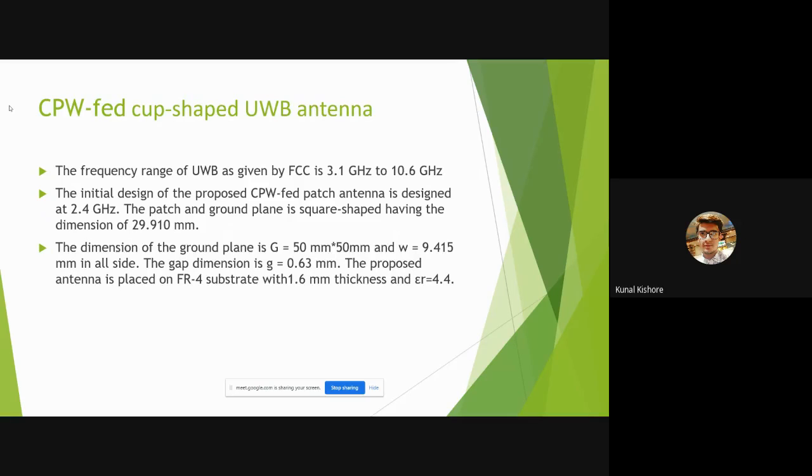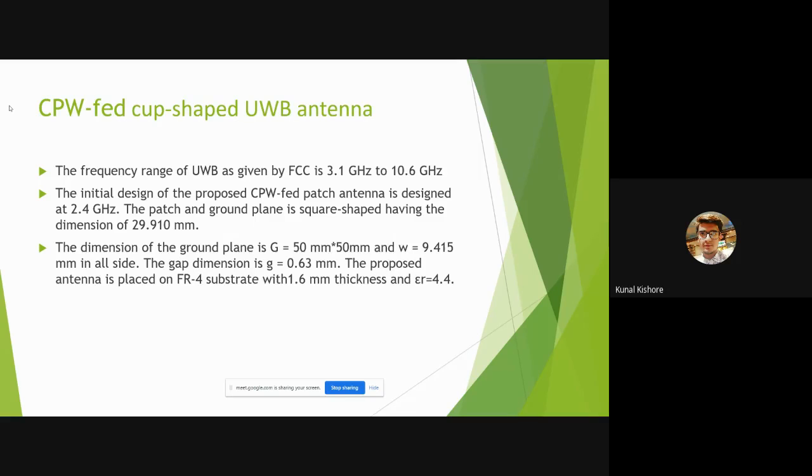Now coming to our paper, that is the CPW fed cut-set ground plane ultra wide antenna. The frequency range that has been set by the FCC, the Federal Communications Commission, for ultra wideband is 3.1 gigahertz to 10.6 gigahertz.